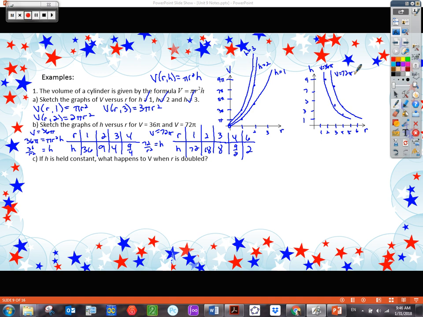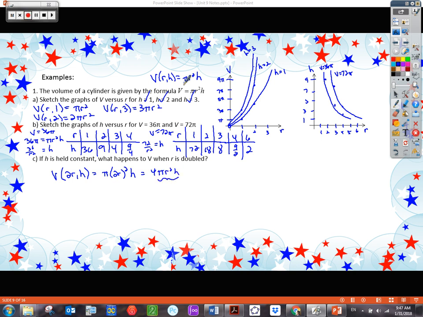So on part C, it says if h is held constant, what happens to the volume when radius is doubled? So some of us could kind of logically think this out. We're going to work it out analytically. So if I took the radius and doubled it, I'm looking at the volume of the radius doubled. So let's plug that into our formula here. So I have pi, and my r I would replace with 2r, h. So I basically get 4 pi r squared h.